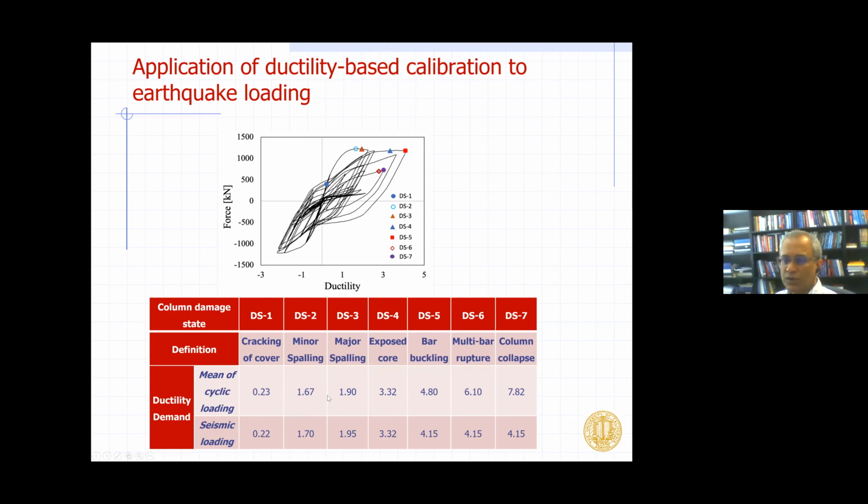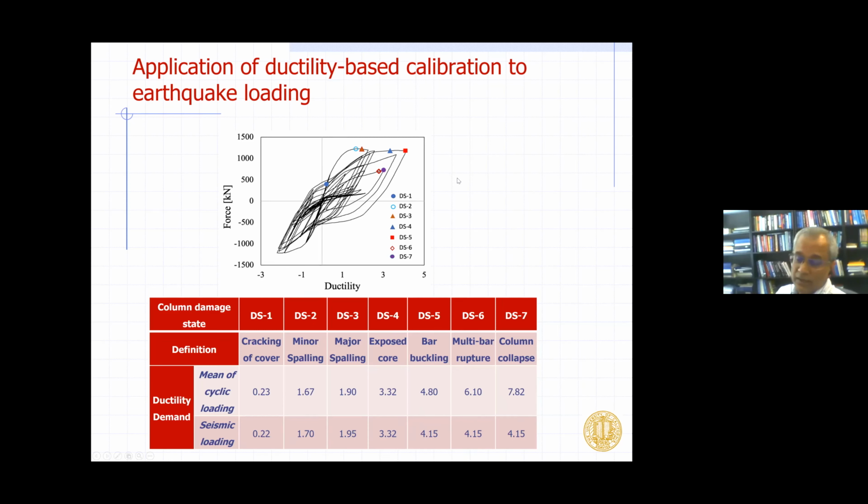If you were just focusing on cyclic loading, then because you keep monotonically increasing these cycles, as you can see here, this is the mean of all the cyclic loading. You can see a nice trend here that you can pick up damage states 5, 6, and 7 at increasing displacements. Whereas when it comes to seismic loading, you're essentially just capturing the same 4.15 for all the previous limit states.